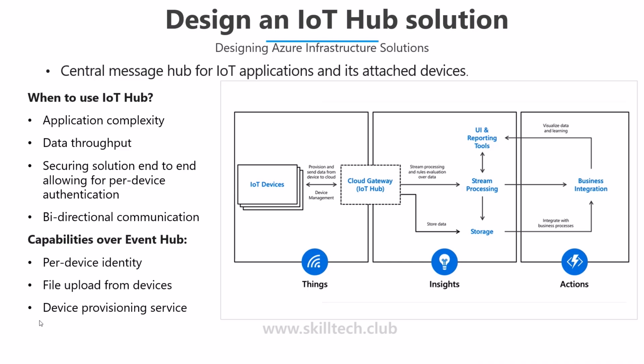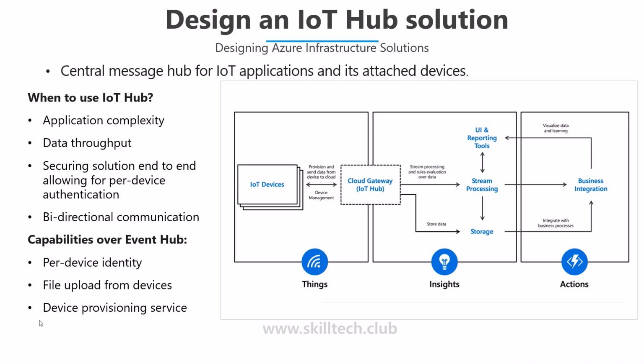Now, when to use IoT Hub, if that is your question, then the first thing is when your application has more complexity, you want to focus on data throughput, you have devices which are continuously transmitting data, and you want a secure end-to-end solution, which allows per-device authentication and communication in a bi-directional way. These are the scenarios where IoT Hub is going to be the perfect choice. Now, when you compare IoT Hub with Event Hub, there are some differences. It can have capabilities over Event Hub like per-device identity, file upload from the devices, and device provisioning services, and based on these capabilities over Event Hub, you are going to choose IoT Hub.